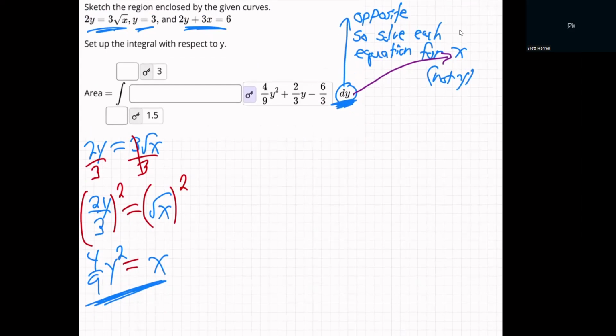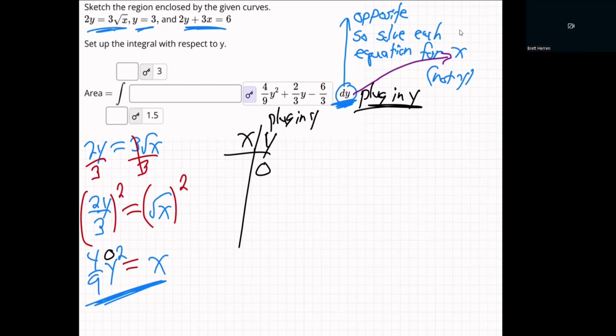I'm going to make a little XY chart here, and I'm going to plug in for y, not x, because it's dy. Normally we plug in on this side, right? But we're going to plug in on this side. So I'm going to put in 0 first. So what does x equal? Remember, x we now know is 4/9 y squared. It says so right here. So if you plug in 0 for y, what are you going to get? Well, 0.